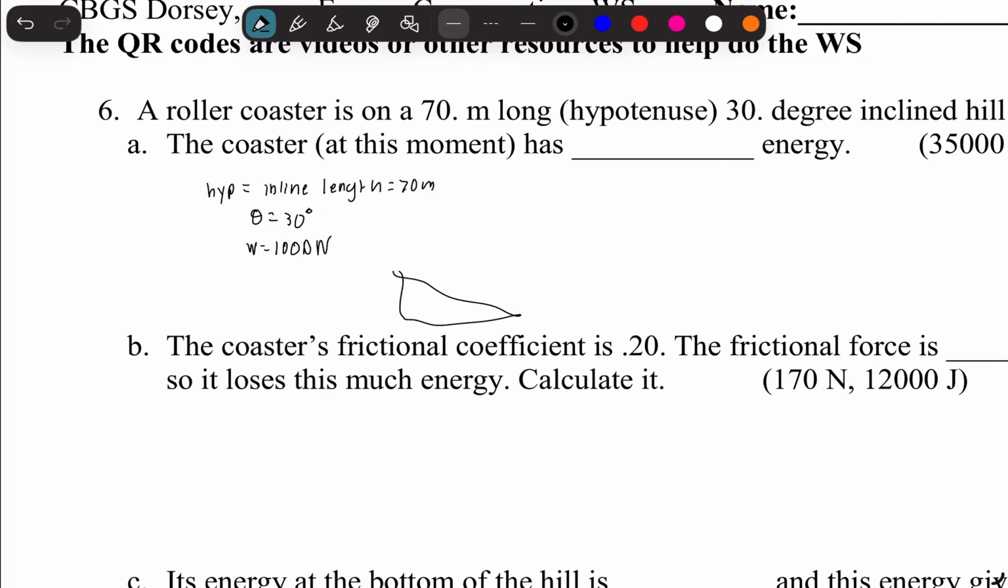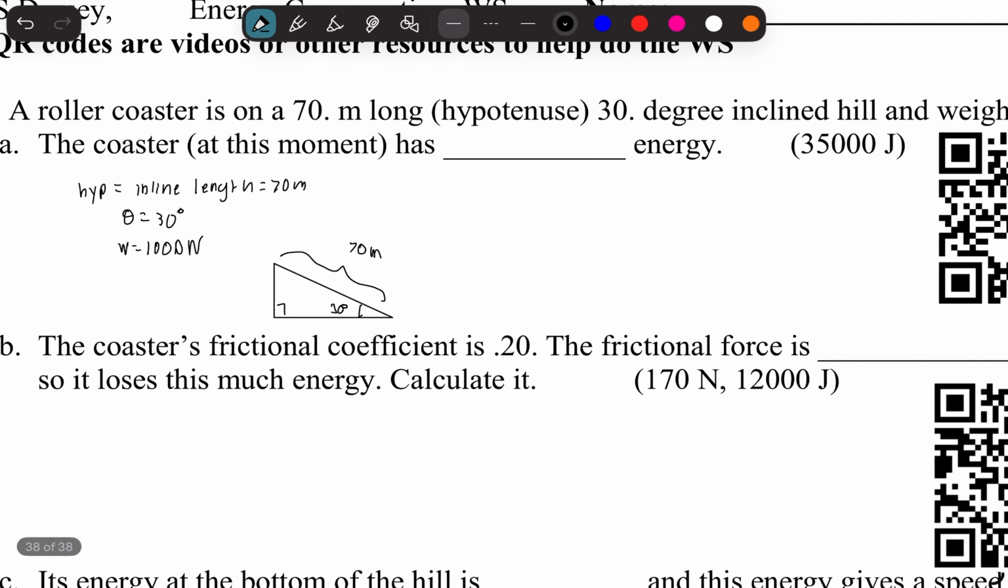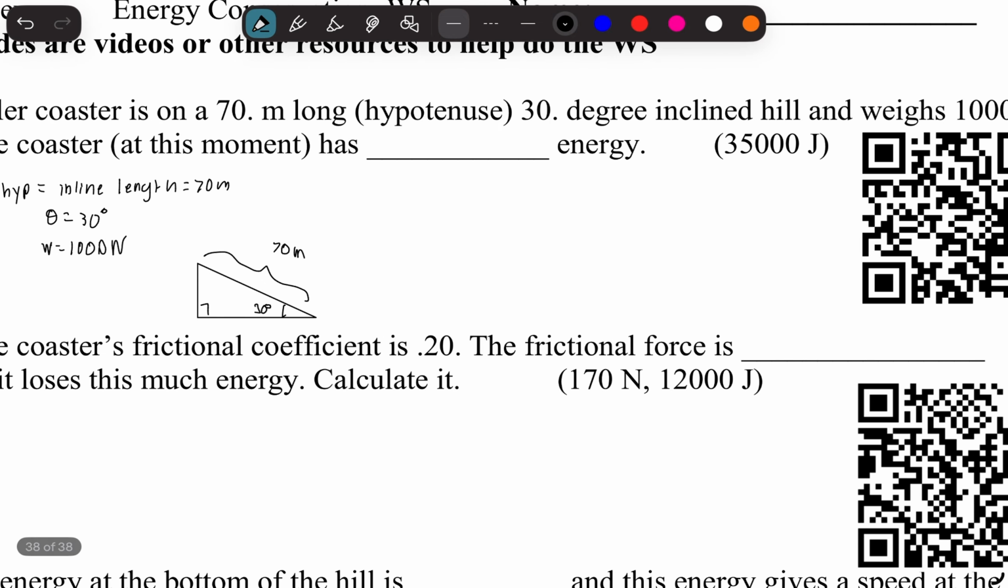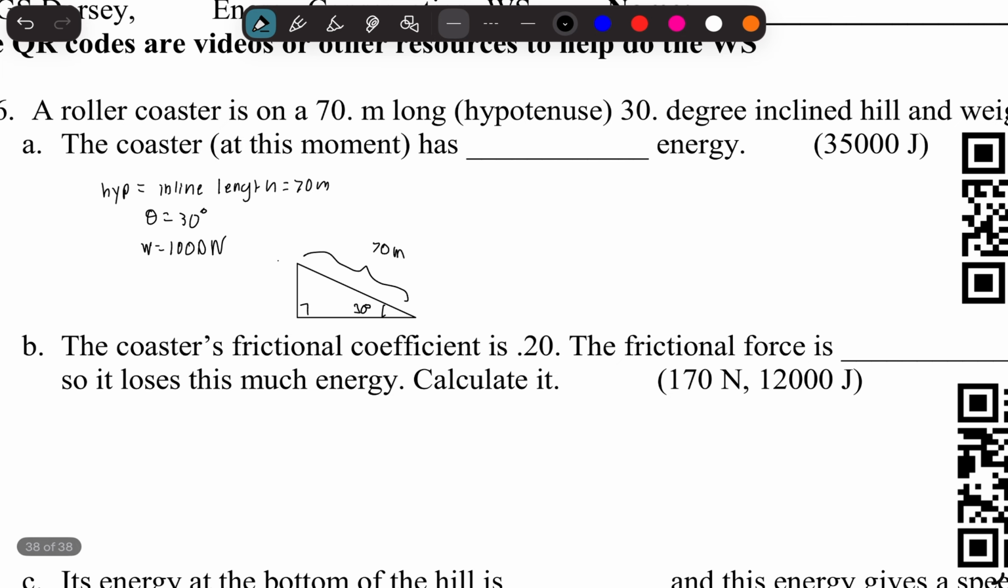If you want to draw that, it looks like this. So 30 degrees, that's going to be 70 meters. Now we want the coaster at this moment. So first we have to find what the height is. The height is going to be the opposite, and it's going to be the hypotenuse from this angle that we know, which is our theta.